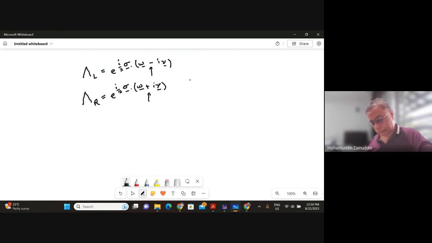Now let us think of what lambda inverse is. It will be e to the minus i over 2 sigma dot, I need to cancel the real part, so that gives you omega plus.